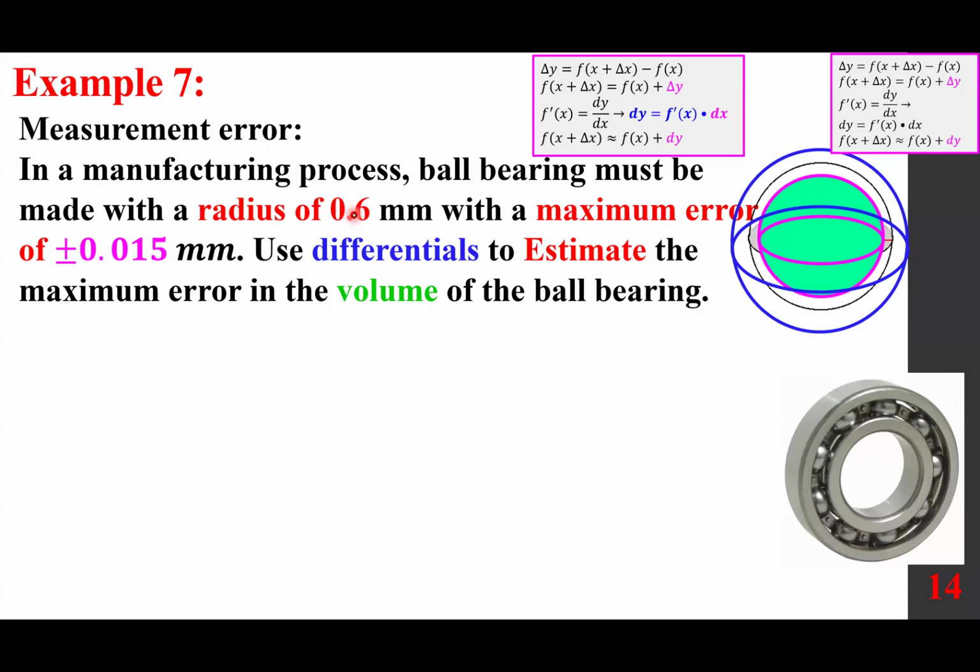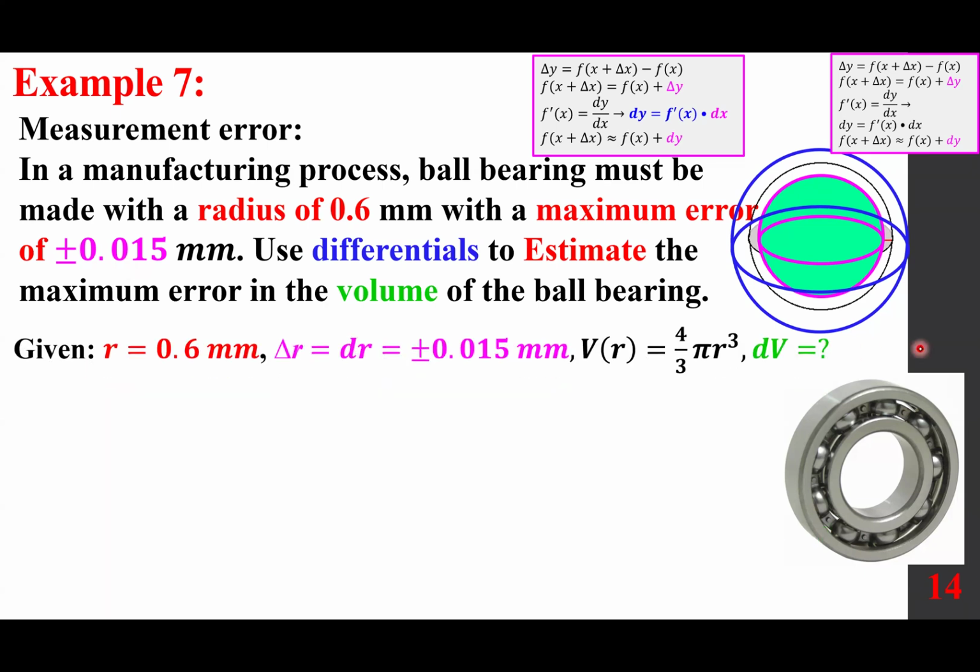So R is 0.6. Delta R or dr, the maximum error in the radius, is considered delta R or dr. We are supposed to know the volume is 4 thirds pi r cubed. We want dV. So we're going to write the given as follows. R is 0.6 millimeters. Delta R is plus minus 0.015 millimeters. The volume, this is not given. We are supposed to know that 4 thirds pi r cubed. And we want dV.